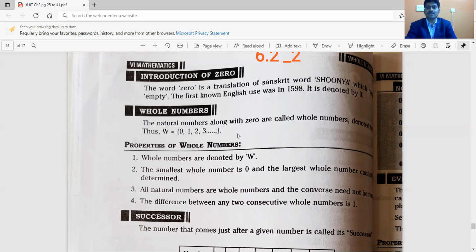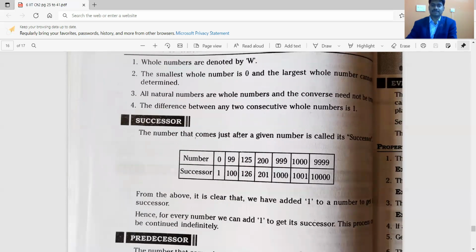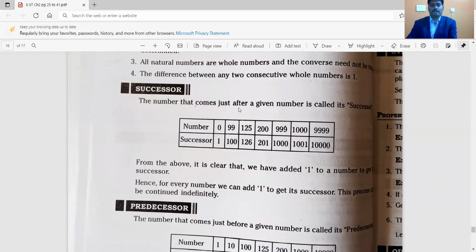If we add 0 to the natural numbers, obviously we will get whole numbers. So 0 added to the counting numbers gives the whole numbers, right? They are denoted by the letter W, and the smallest is 0 and the biggest we cannot define. And successors. Here you can see successors and predecessors of whole numbers. The successor of 0 is 1, of 99 is 100, of 125 is 126, of 200 is 201, of 999 is 1000, like that.